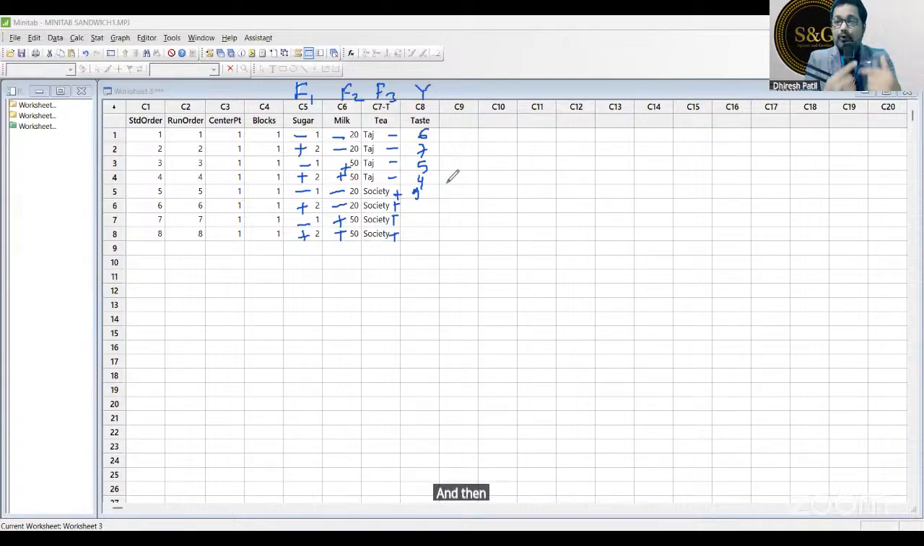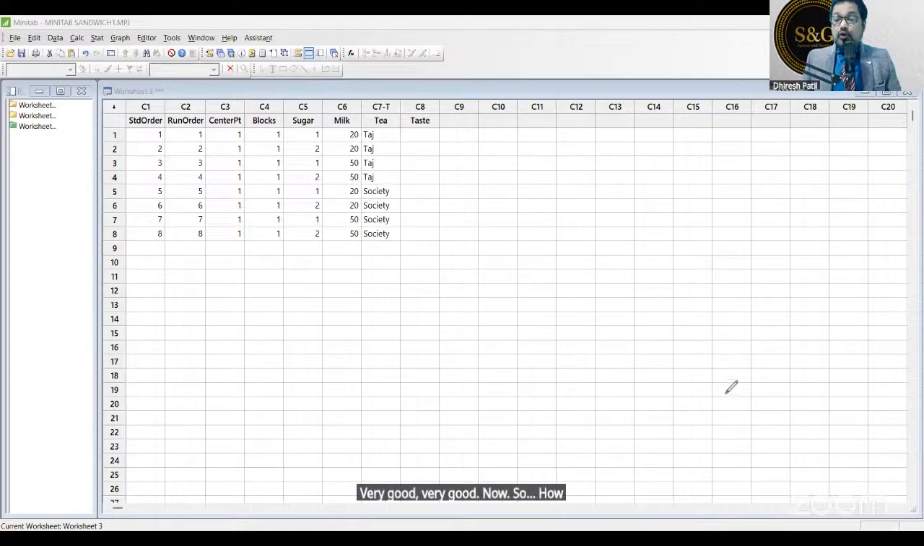And then we will do how it is analyzed. Clear? Up to here, everybody with me? Just give me yes in the chat box. Everybody with me? Very good, very good.